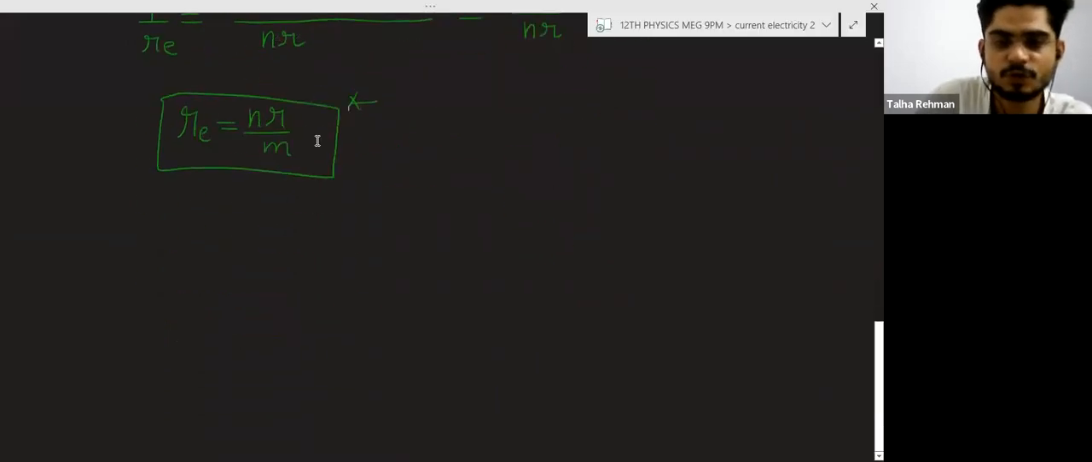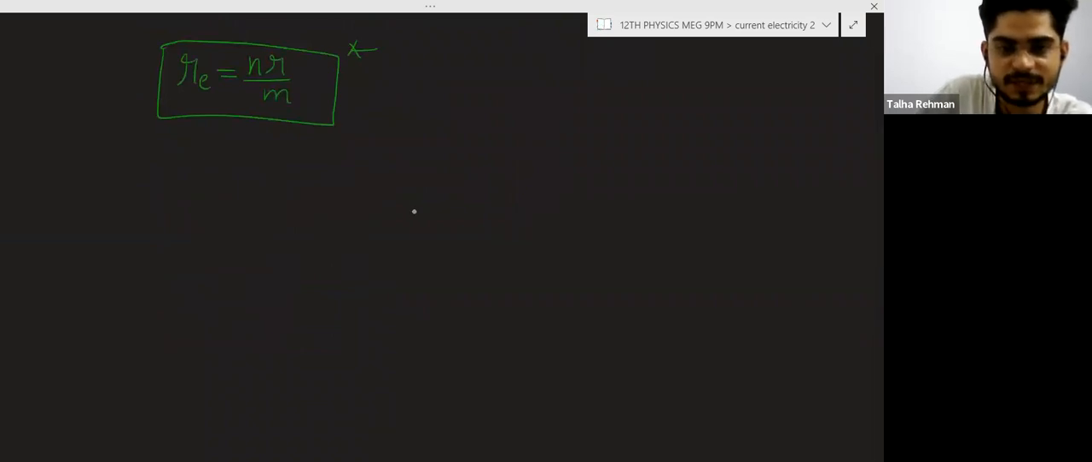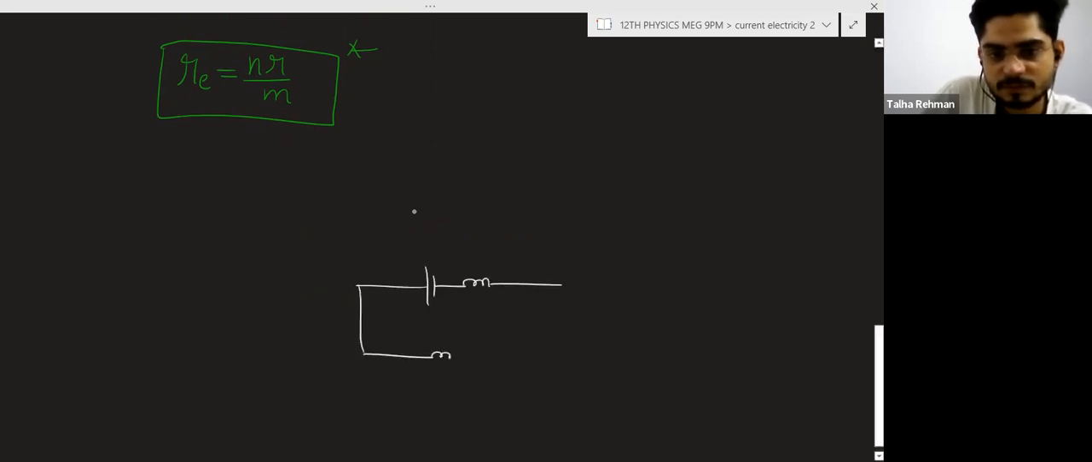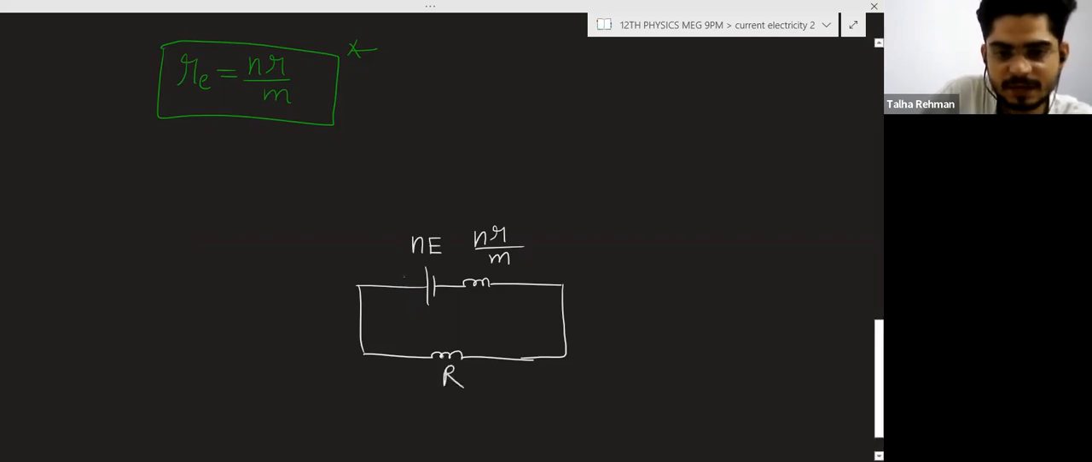Now draw the final equivalent circuit. The final equivalent circuit will be like this. Here a cell of equivalent EMF NE is connected, and equivalent internal resistance NR by M is there for that cell, and external resistance is connected like this.